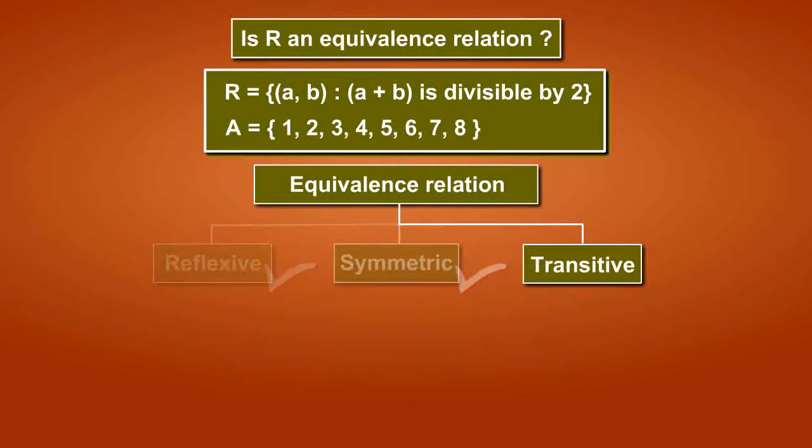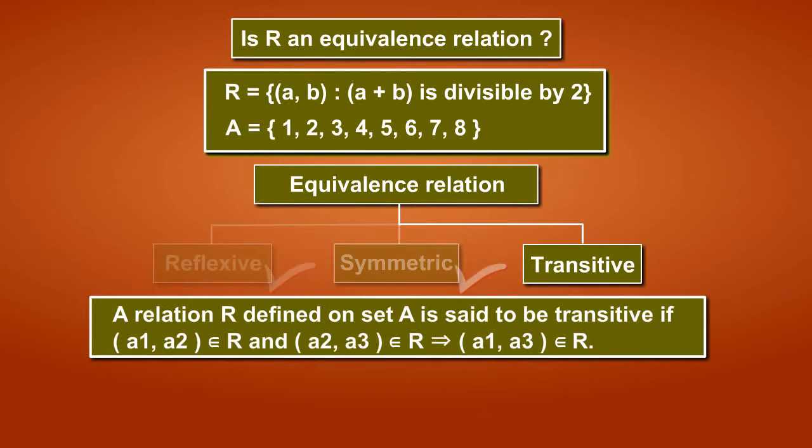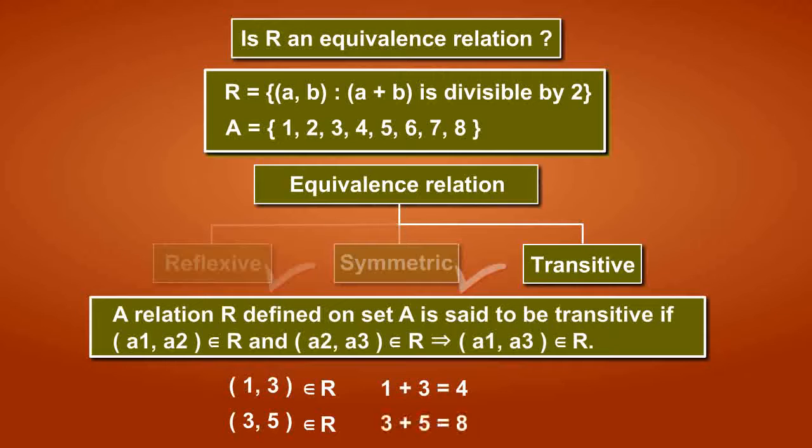Now let's check the transitivity of R. Now a relation R defined on set A is said to be transitive if A1 comma A2 belongs to R and A2 comma A3 belongs to R, implies A1 comma A3 belongs to R. Now to check whether relation R is transitive, we need to take any two elements of R. Let's say we take 1 comma 3 and 3 comma 5. Now 1 comma 3 belongs to R as 1 plus 3 is 4, which is divisible by 2. What about 3 comma 5? That also belongs to R as 3 plus 5 is 8, which is also divisible by 2.